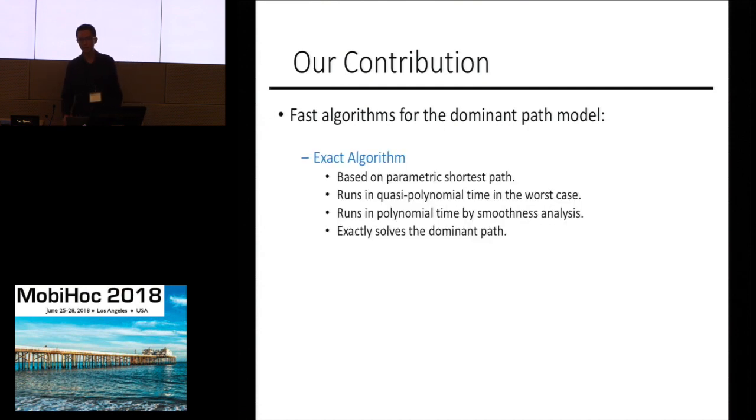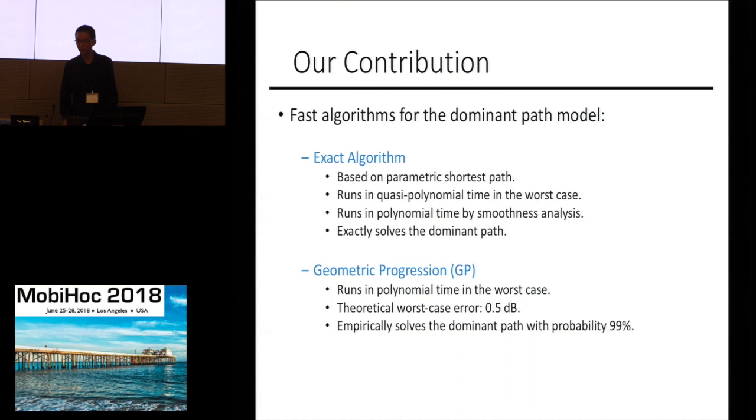The first one is an exact algorithm based on the parametric shortest path, and we show that it runs in polynomial time in the worst case, and by smoothed analysis, we can show that it actually runs in polynomial time in the average case. Given the same kind of smoothed analysis, we can somehow show that it explains why linear programming runs in polynomial time in practice.